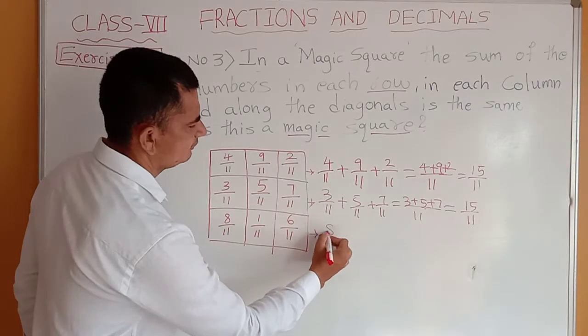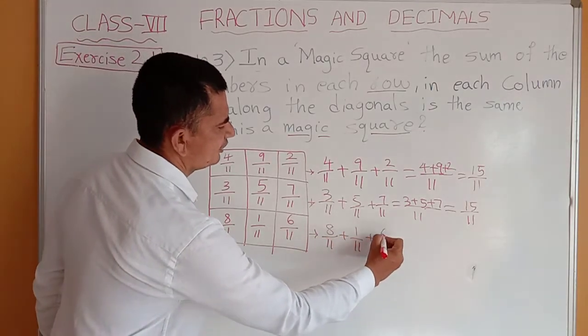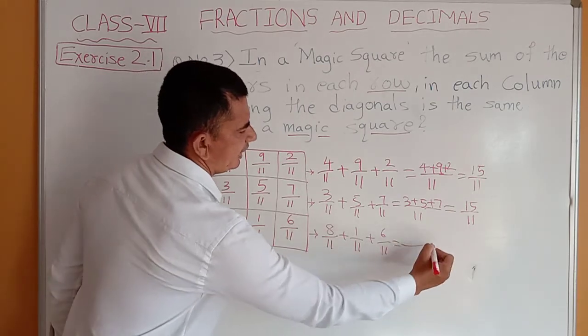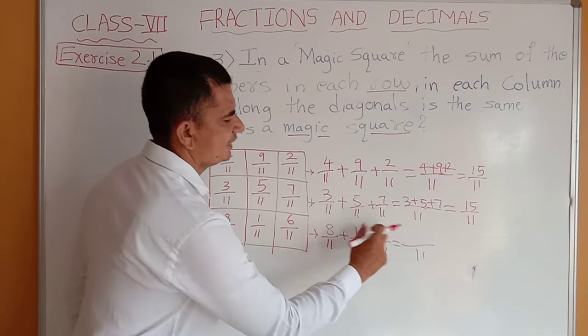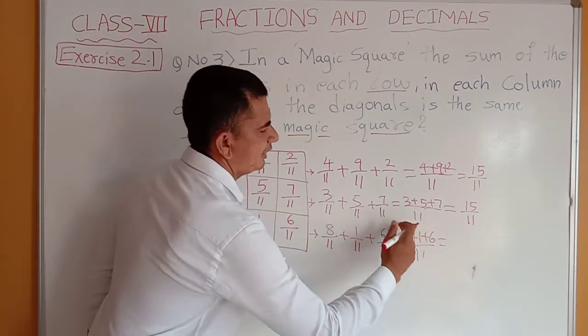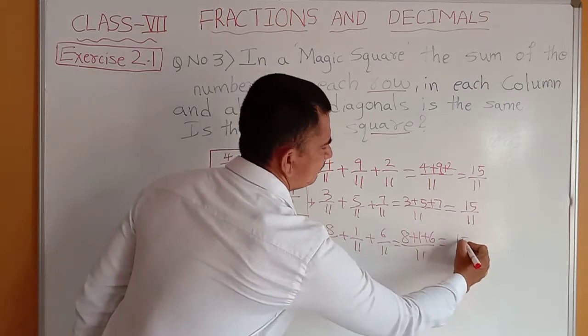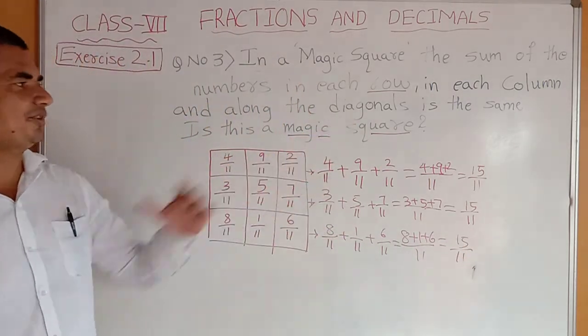8 by 11 plus 1 by 11 plus 6 by 11. So again the denominator is common, so the LCM is 11. 8 plus 1 plus 6. 8 plus 1, 9, 9 plus 6, 15. 15 by 11. So like this we have to check. Now I have checked the rows.